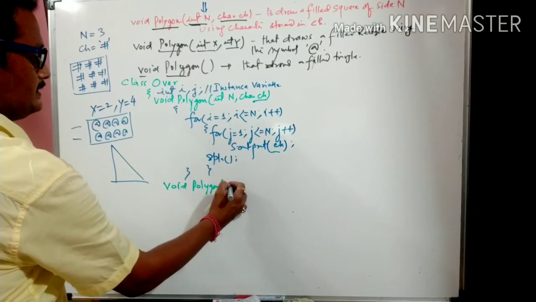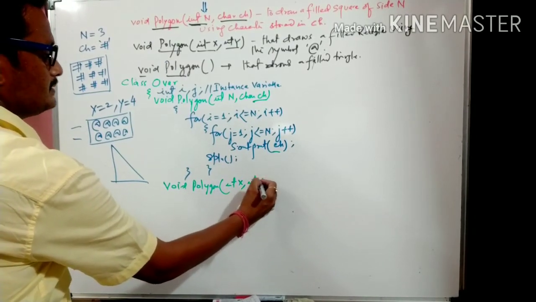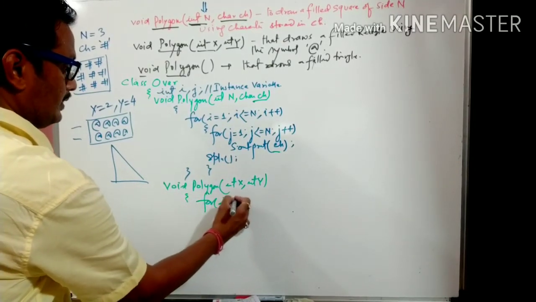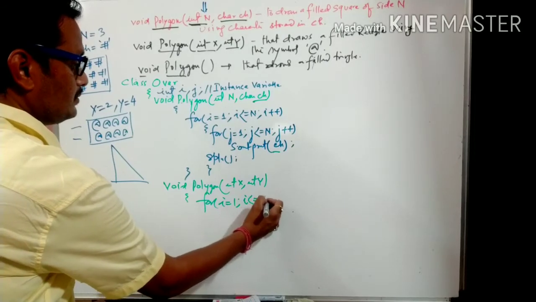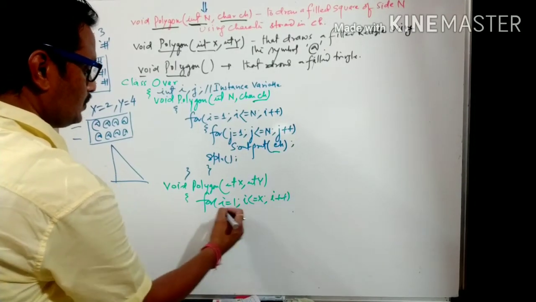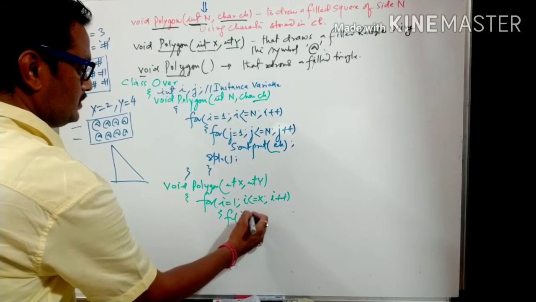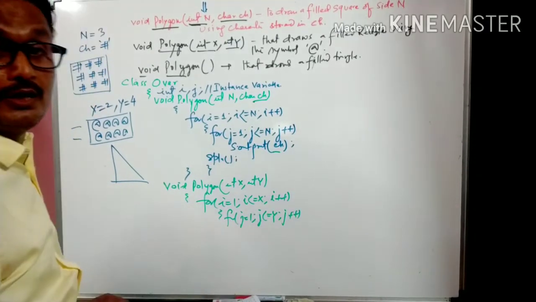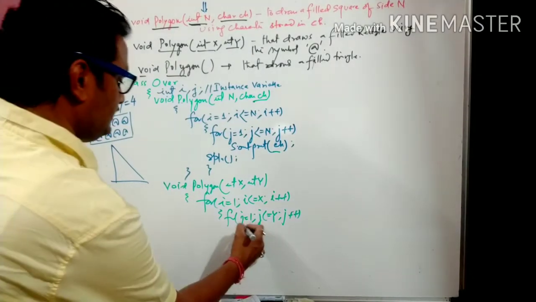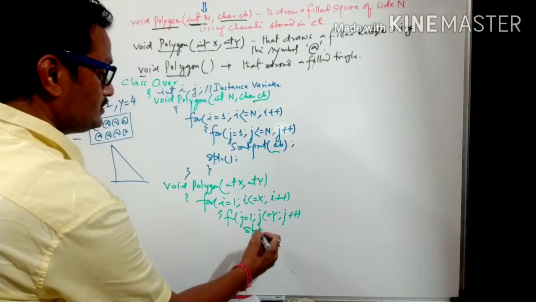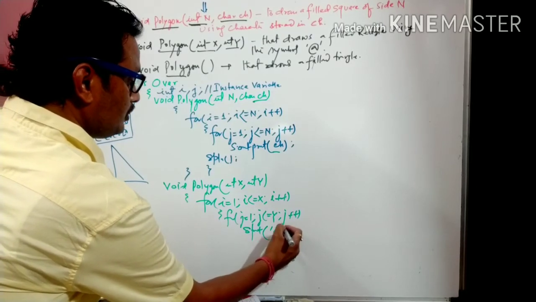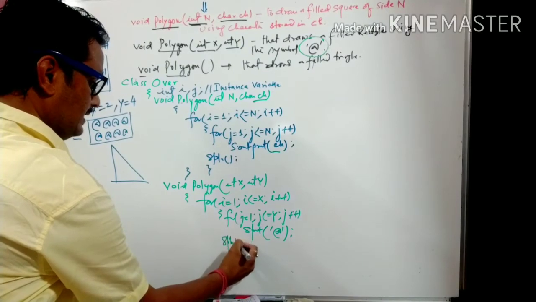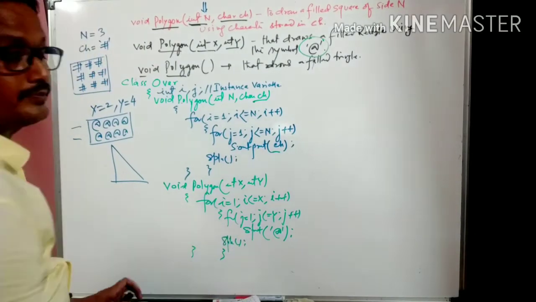Number 2 is void polygon, here with integer x, integer y. Use the for loop, children. There is for i = 1, i <= x, i++, that is a row. For j = 1, j <= y, j++, this is for columns. And here is a print in the inner loop. What do you have to print? @, which is fixed as per the question. And here is a println. Close the for loop, close the method.